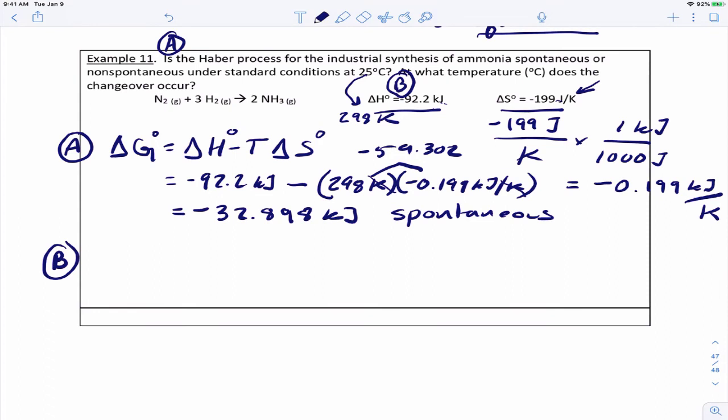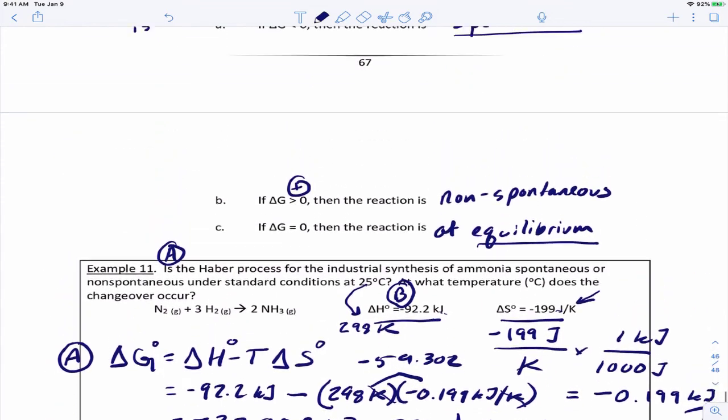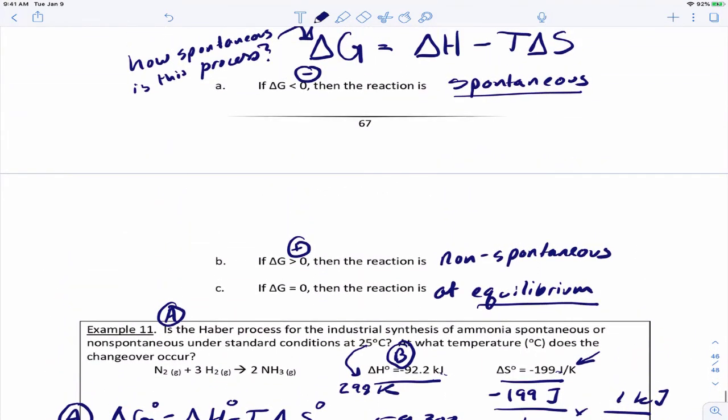So here's part B. At what temperature does this changeover occur? Okay. Now, to get us to this point, we've got to think about this a little bit. We need delta G to be greater than zero because then it's non-spontaneous. So what we're going to do is rearrange this equation. We're going to actually solve for when delta G is equal to zero because then the reaction's at equilibrium.